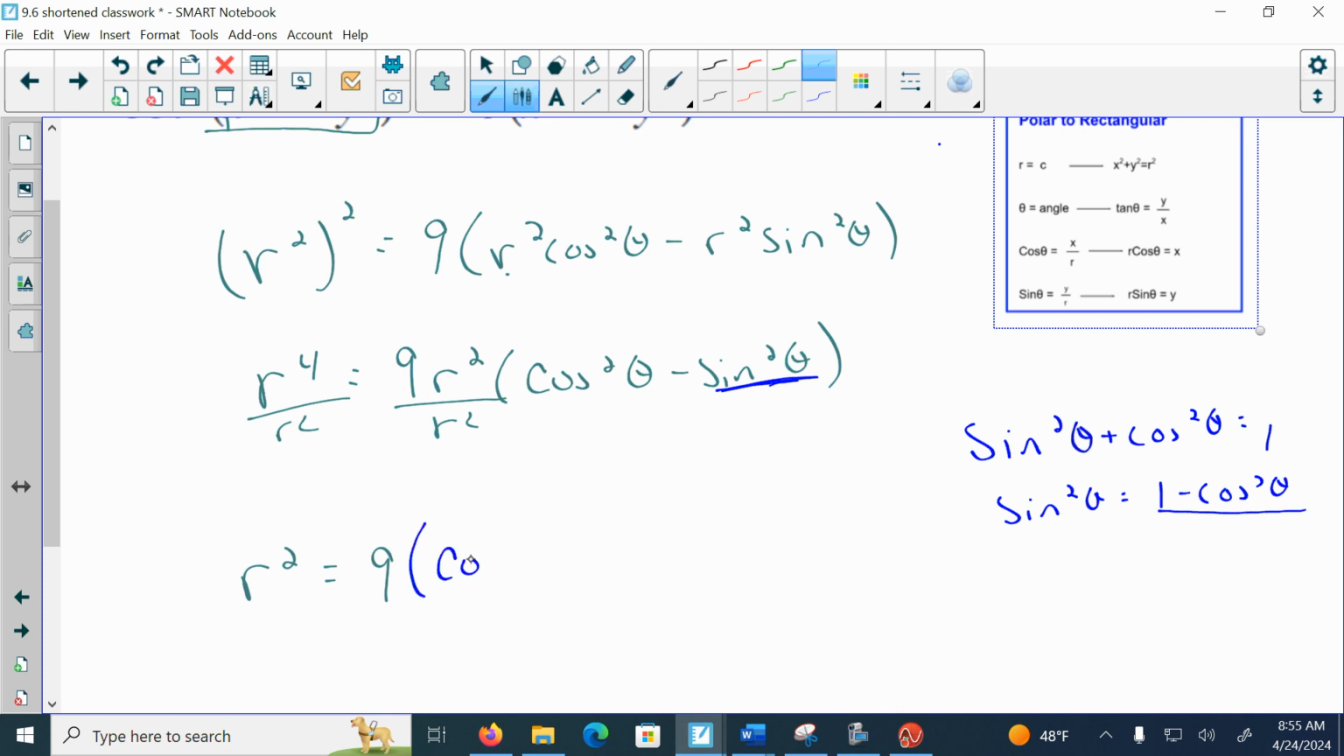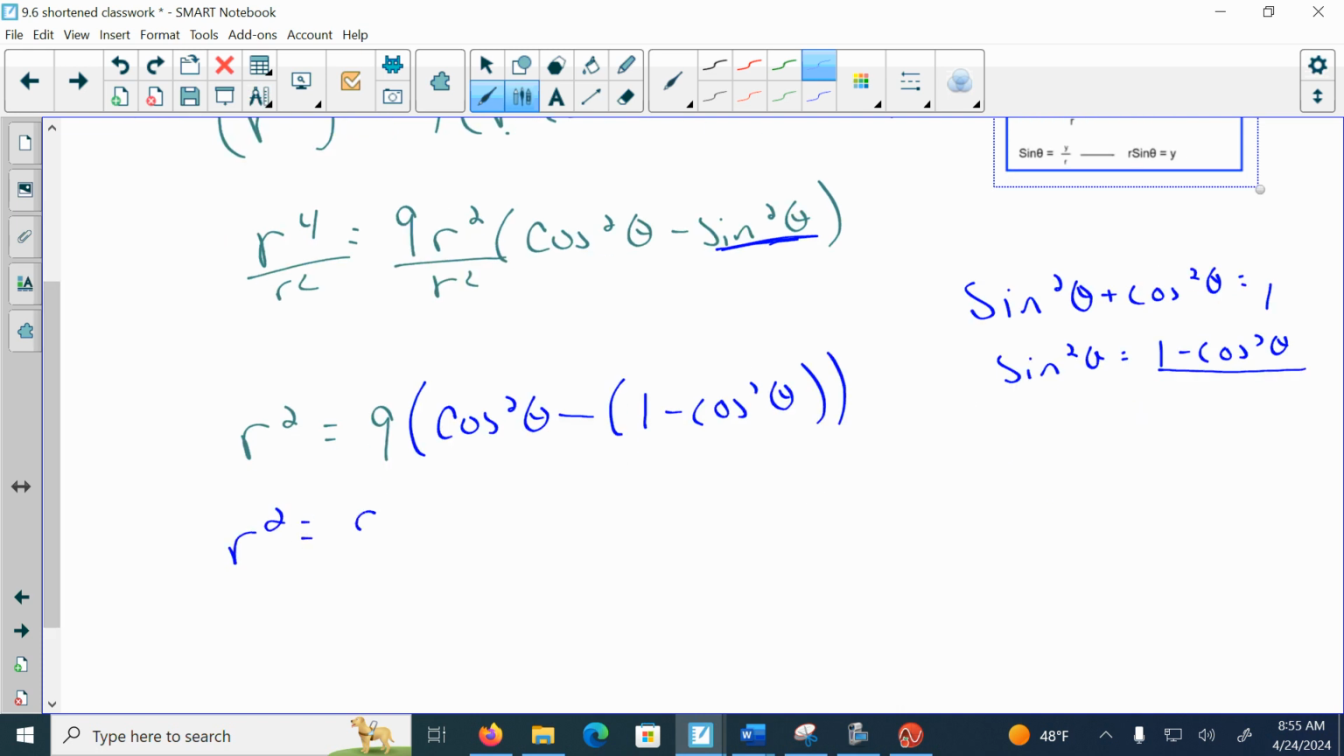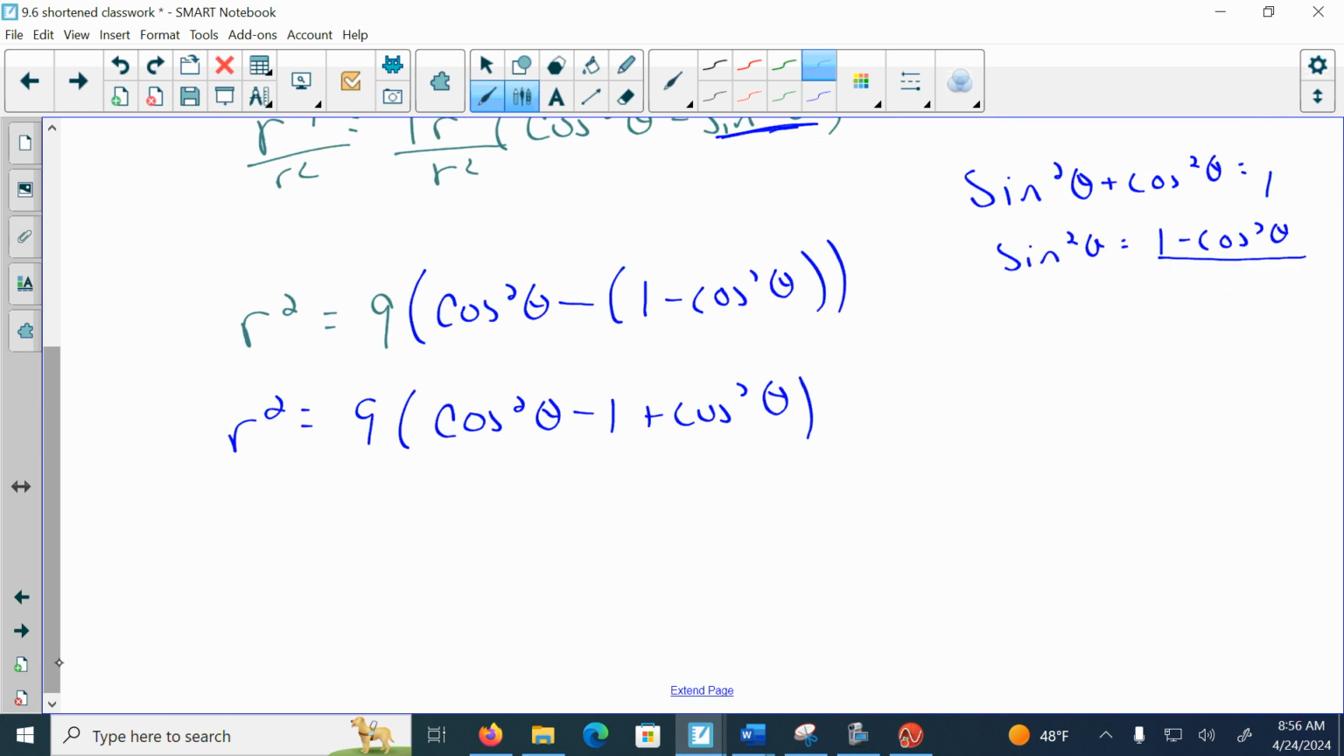So that 9's still there. So I'm going to have cosine squared theta minus 1 minus cosine squared theta. So then when I distribute that negative sign, I'm going to have cosine squared theta minus 1 plus cosine squared theta. So we have r squared is equal to 9 times 2 cosine squared theta minus 1.